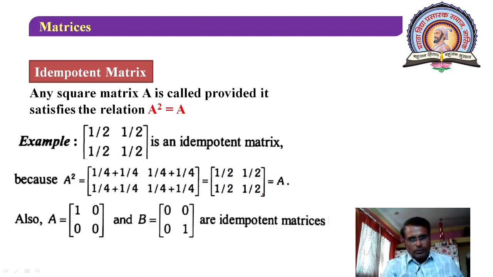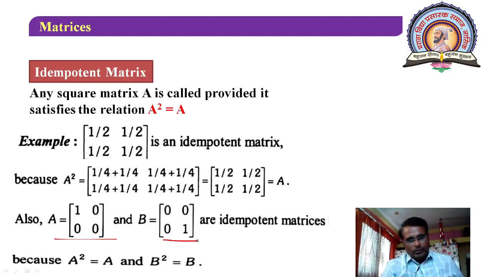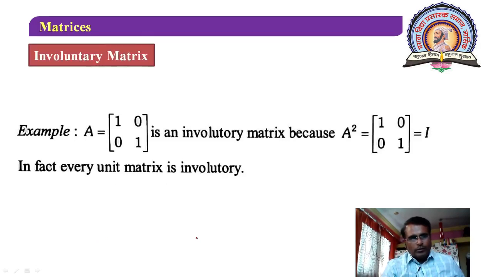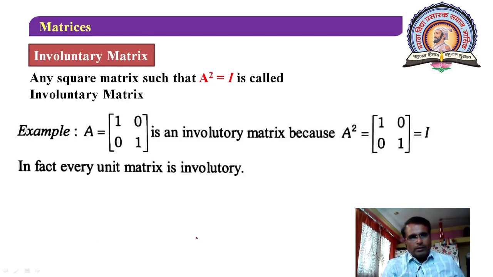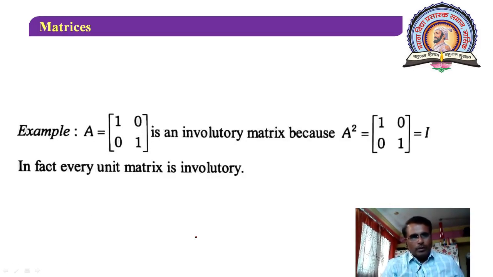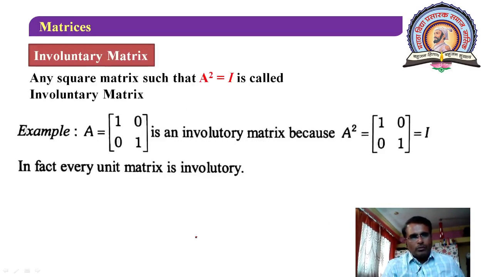Okay. Next, the other idempotent matrices you can consider are 1 0 0 1 or 0 0 0 1, they are also idempotent matrices, because A square is equal to A, B square is equal to B. Next, we have to consider involutory matrix. Involutory matrix means what? Any square matrix such that A square is equal to I. In the previous one, A square is equal to A, that is called idempotent, but in involutory we have to consider A square is equal to I. For example, the identity matrix itself, if you consider I square, then again it is I, so it is an involutory matrix.